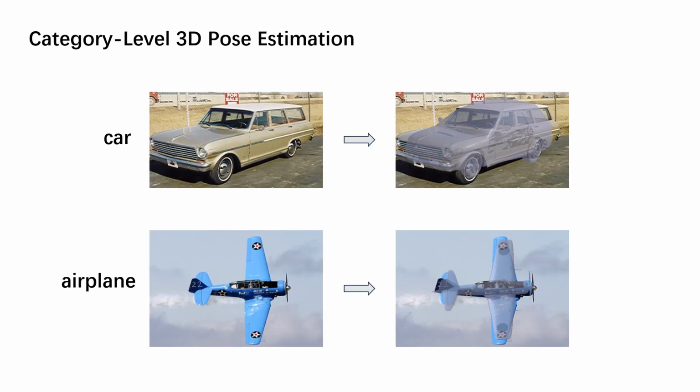Category level 3D pose estimation aims to determine the 3D orientation of objects within a general category, rather than specific instances. However, obtaining well-annotated data for this task is difficult, as it involves detailed and accurate labeling across a wide range of object variations within each category.